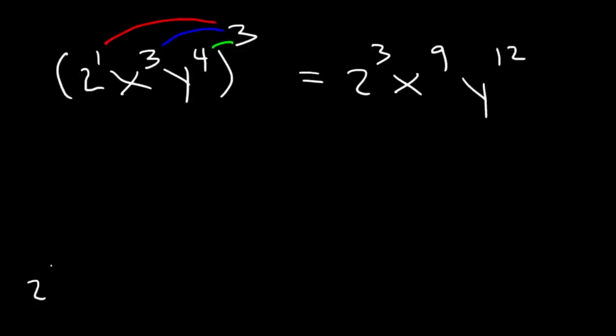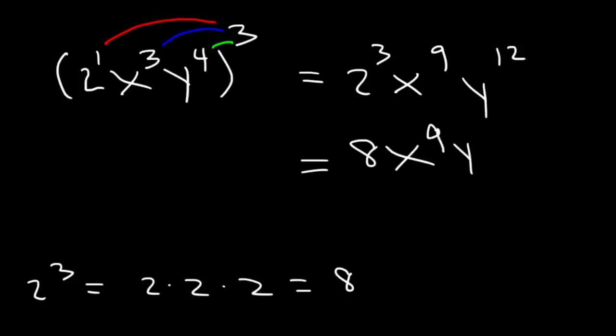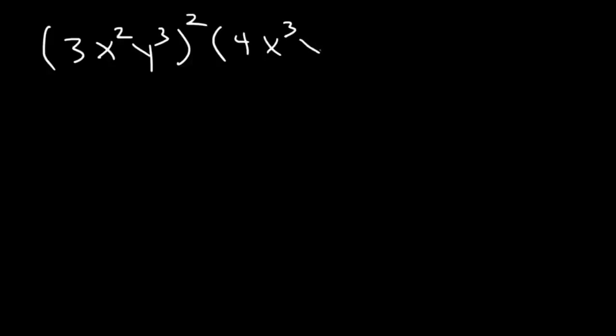2 to the 3rd power means that we're multiplying 3 2's together. 2 times 2 times 2 is 8. So the final answer is 8 x to the 9th, y to the 12th. Try this one. 3x squared y to the 3rd raised to the 2nd power times 4x cubed y to the 4th raised to the 3rd power.